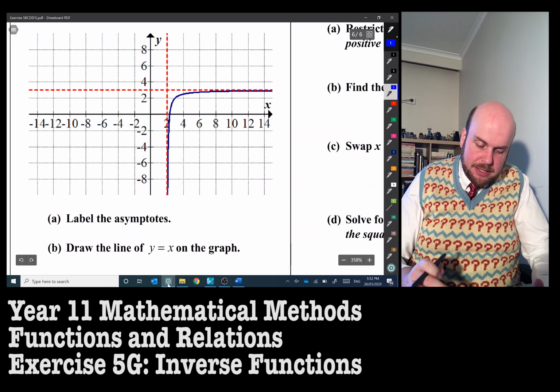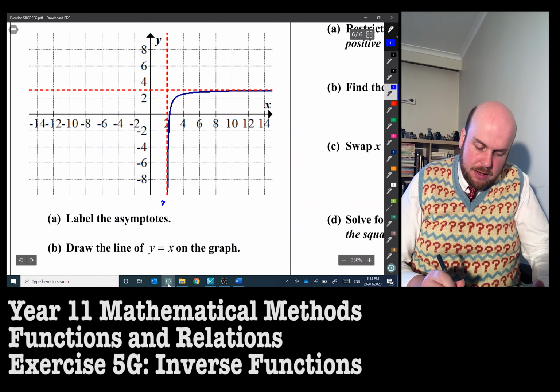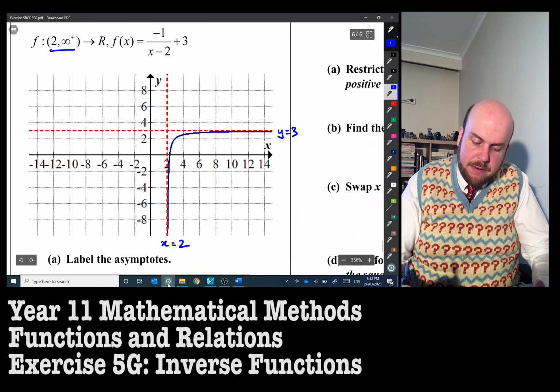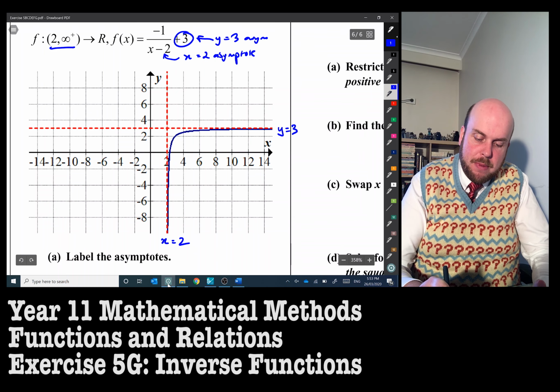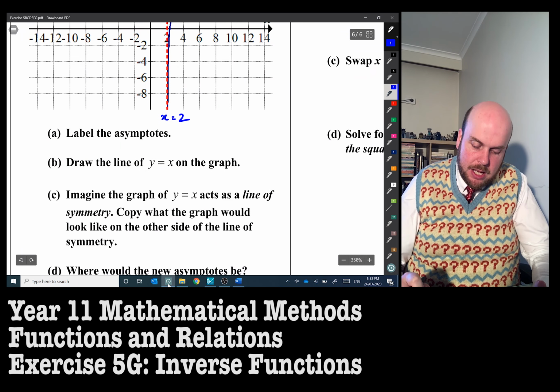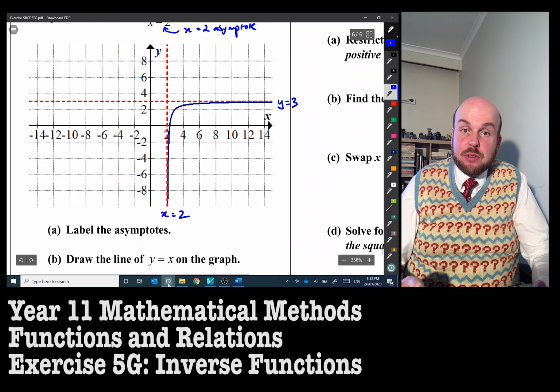I've put in my asymptotes here. So they are at x equals 2 and y equals 3. If I didn't have them drawn, that's what gets me the y equals 3 asymptote, and then this gets me the x equals 2 asymptote. So just as a reminder, draw the line of y equals x on the graph.